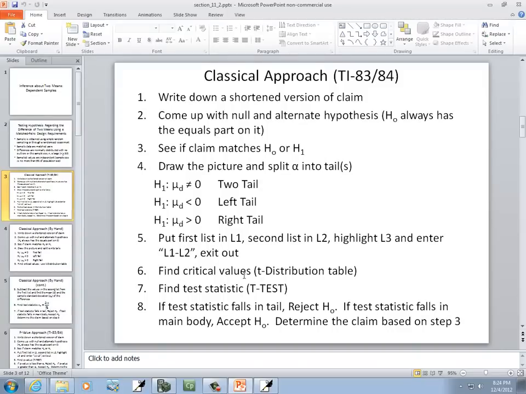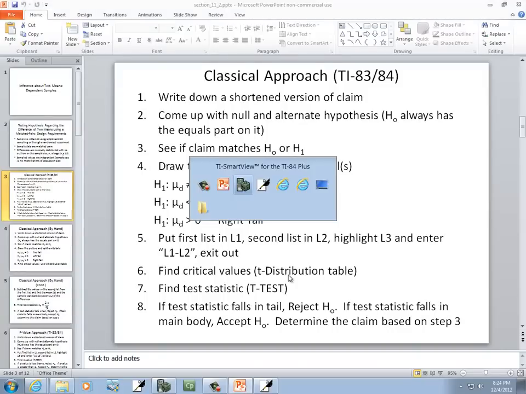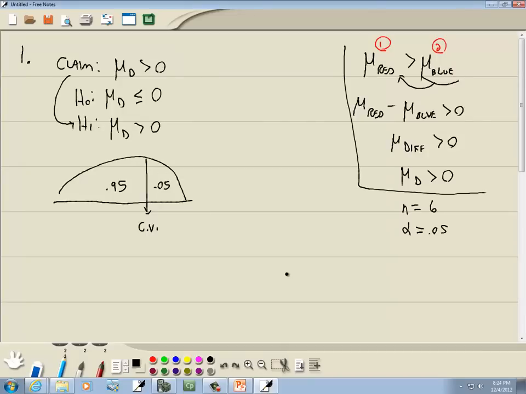Okay. Now to find our critical values, it says use the t-distribution table. If you remember the t-distribution, we need our degrees of freedom, which is one less than n. So it's n minus 1. So the degrees of freedom is going to be 6 minus 1, or 5.